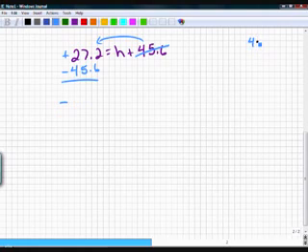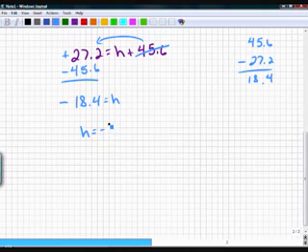You subtract what? 45.6 minus 27.2. Why do you subtract in that order? The 45.6 is bigger. It's going to be easier. So that's going to tell you how many more negatives you have. Subtract, you get 18.4 equals h. Why can I say h is equal to negative 18.4?